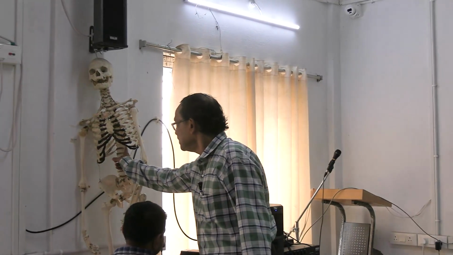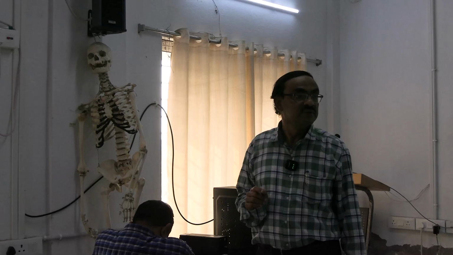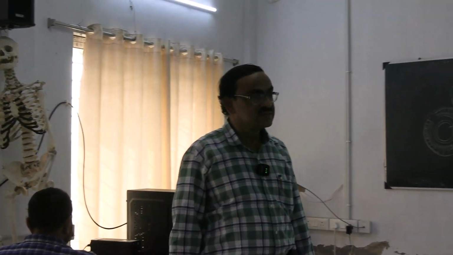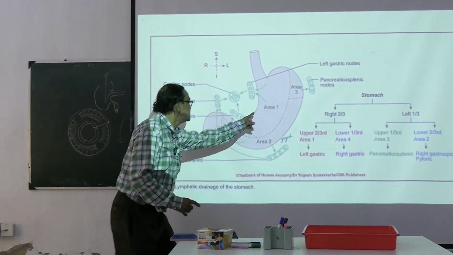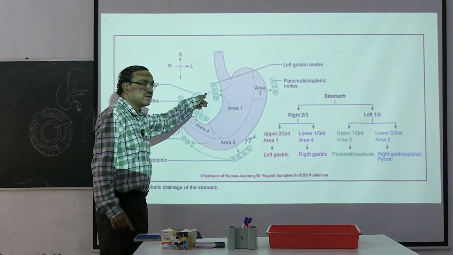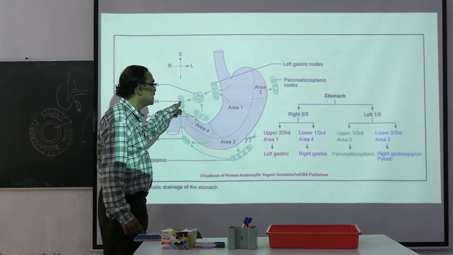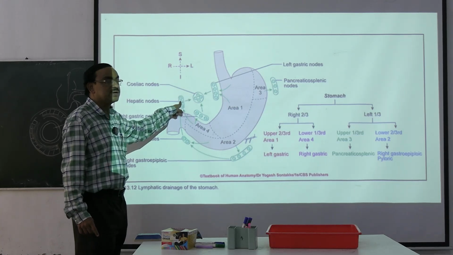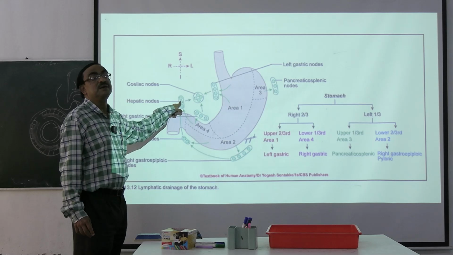Here there is a median arcuate ligament through which it passes, and there is development of the thoracic duct. So from this area, the gastric group of lymph nodes, and from there the celiac group of lymph nodes, will enter into the hepatic group of lymph nodes. Hepatic group of lymph nodes are present near the porta hepatis of the liver.